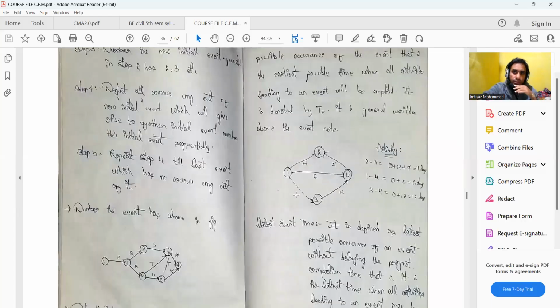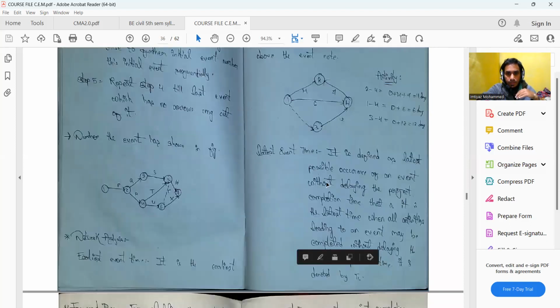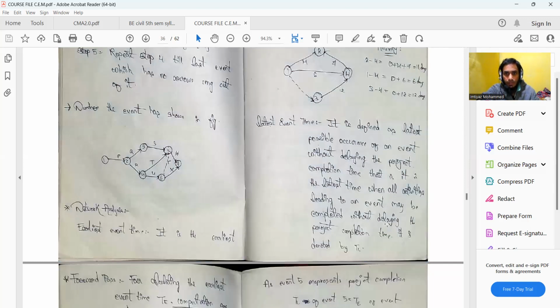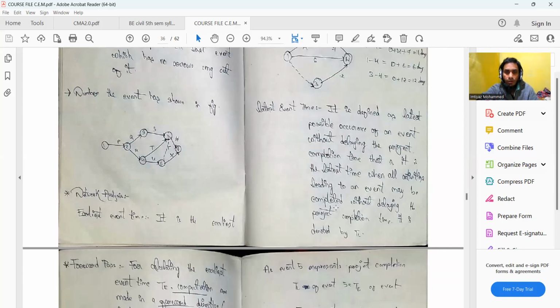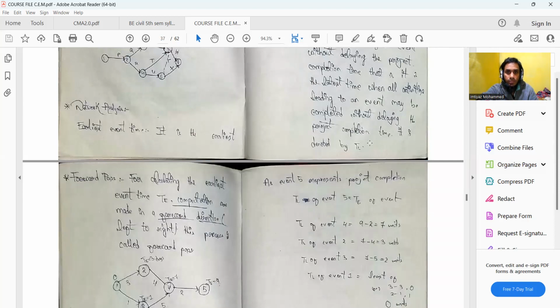Now, after earliest event time, we have latest event time over here. Here it is defined as the latest possible occurrence of the event without delaying the project completion time. That is the latest time when all activities leading to an event may be completed without delaying the project completion time. And that is denoted by TL.